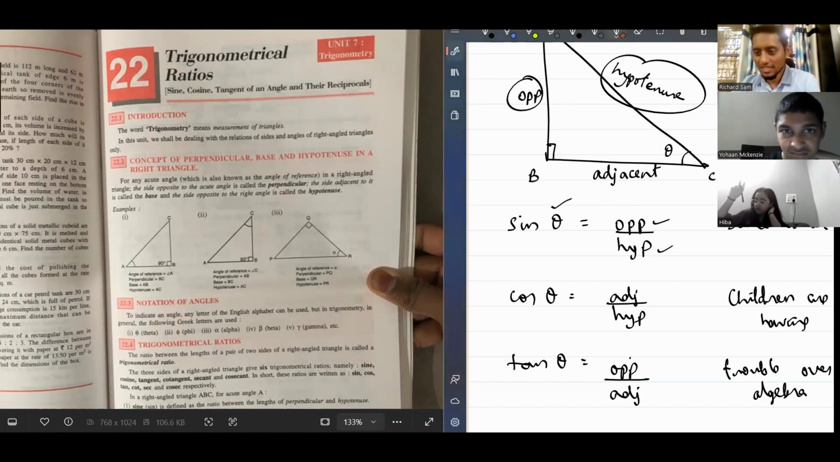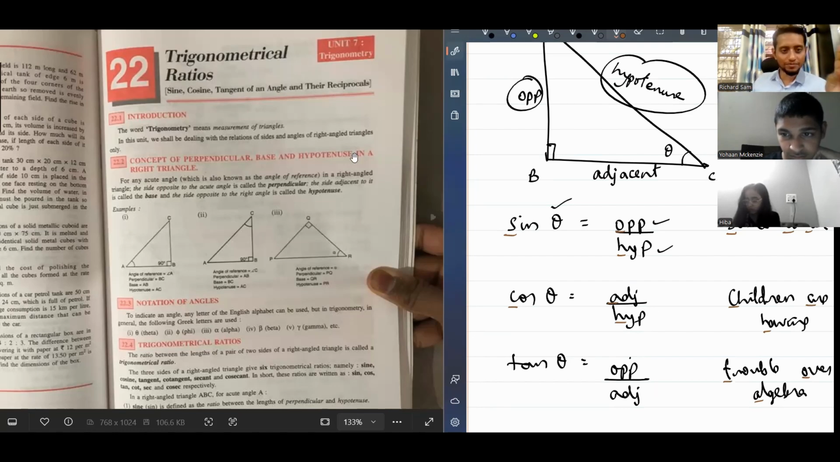Now why are we learning this? Look at the first alphabets. Some of her, that is SOH. So sine theta is equal to opposite upon hypotenuse. Next, children are having, CAH. What is that? Cos theta is equal to adjacent upon hypotenuse. And trouble over algebra, TOA. Tan theta is equal to opposite upon adjacent. Easy way to remember the formulas? Yeah, otherwise it will be a little difficult to remember.